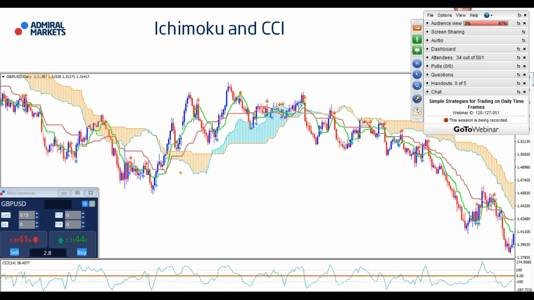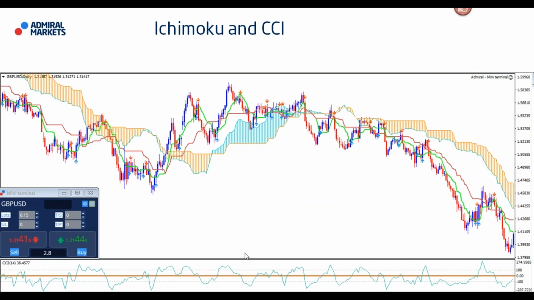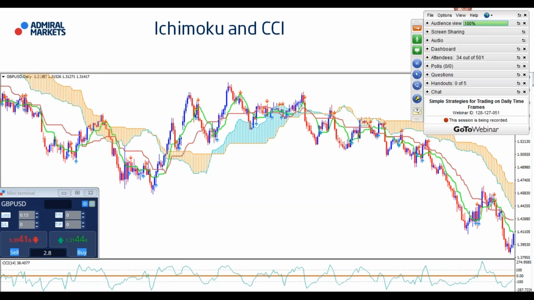In an uptrend, for instance, it would look like this. We see prices above the Kumo right here, and it's pulling back to the Kumo, and we see that the CCI has gone back to the zero line. So if it makes an uptick, if it makes an angle go up again, that could be a good reason for a long. So right here, that could be a long potential, and the trade goes our way. Same is valid for here as well.